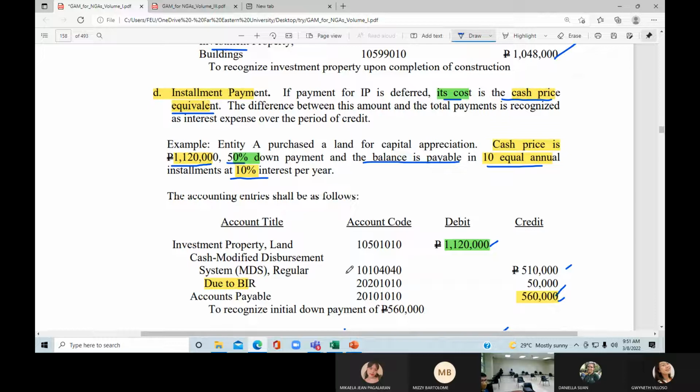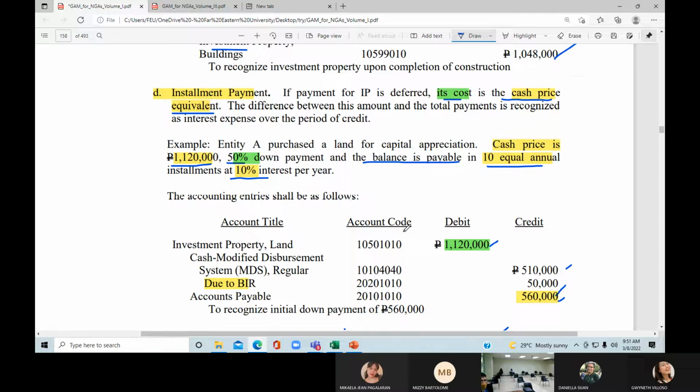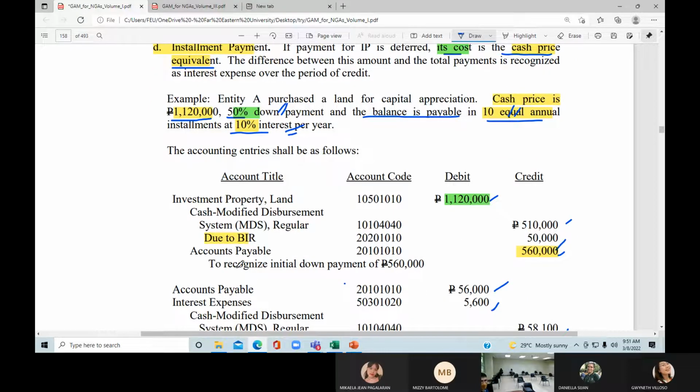Credit cash MDS regular, 510. Then yung withholding no? Sa BIR, 50,000. Credit, yung balance, accounts payable, 560. So 1,120,000 kasi, 50% lang yung binayad na down. Yung balance 10 equal annual installments. 10% per year.